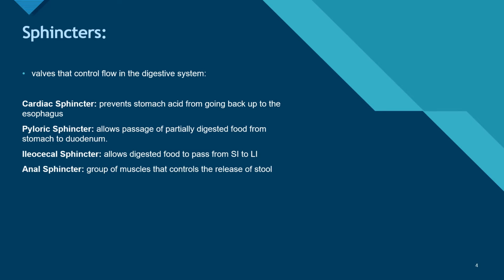We have the pyloric sphincter, which allows the passage of partially digested food from the stomach to the duodenum, and we'll learn that that's part of the small intestine. We have the ileocecal sphincter, which allows digested food to pass from the small intestine to the large intestine. And lastly, we have the anal sphincter, which is a group of muscles that controls the release of stool.